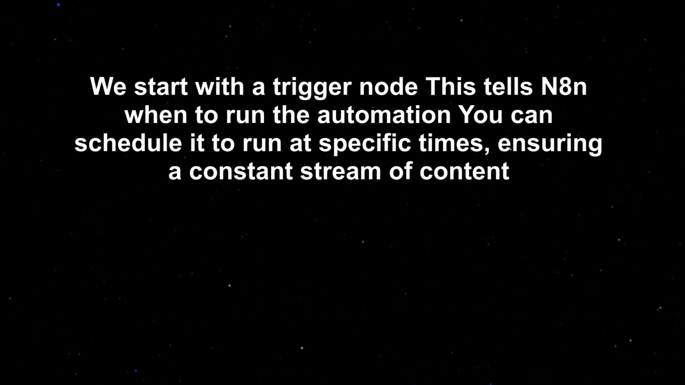We start with a trigger node. This tells N8n when to run the automation. You can schedule to run at specific times, ensuring a constant stream of content.